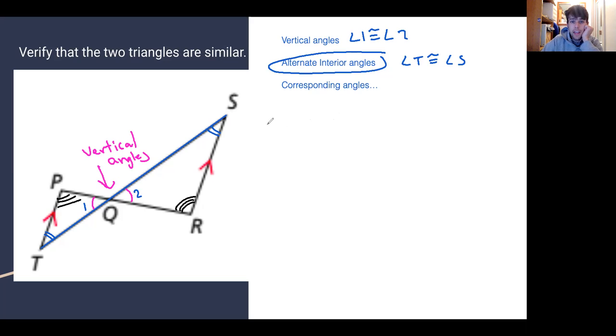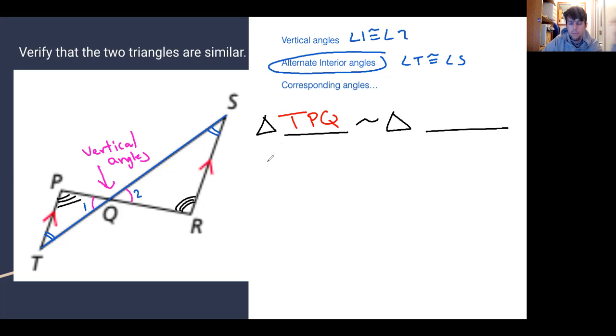Let's go ahead and write a similarity statement for these. So triangle something is similar to triangle something else. So remember, when you name your triangles, you should make sure both of them are named in a corresponding order. So let's just pick some sort of a name for this one. Let's call it TPQ.